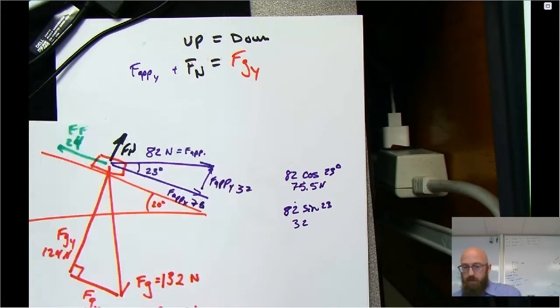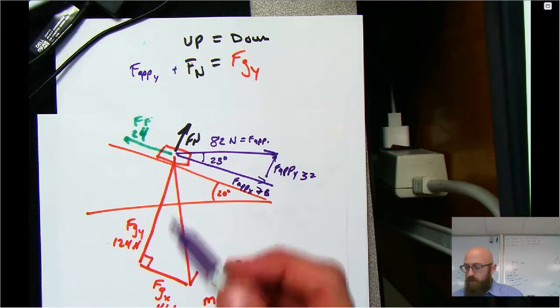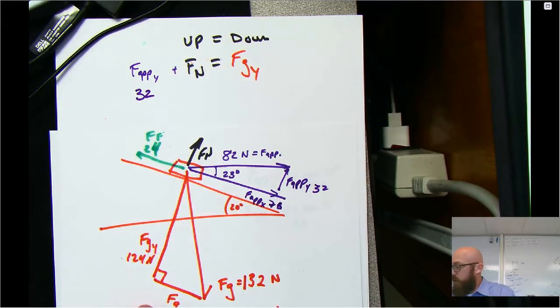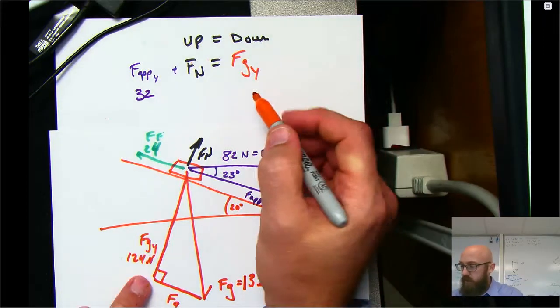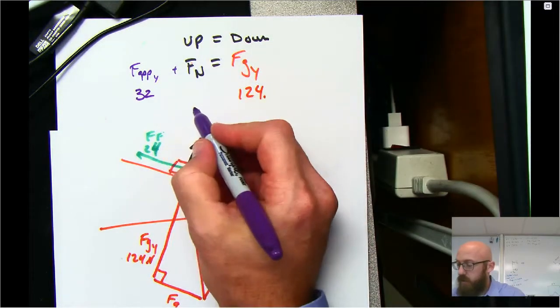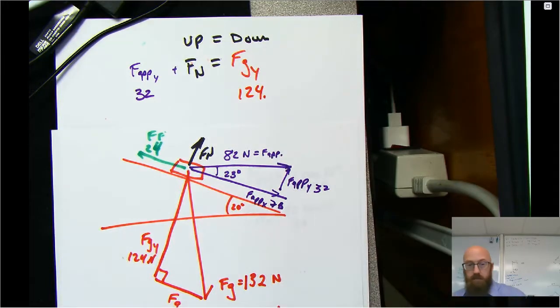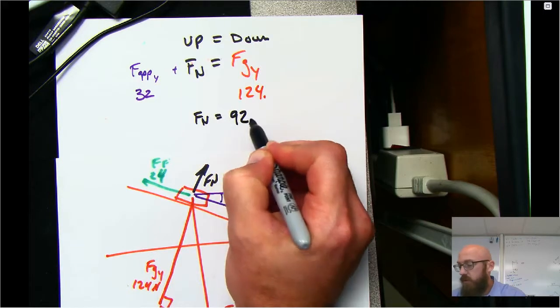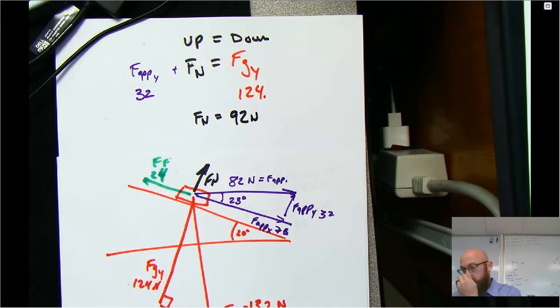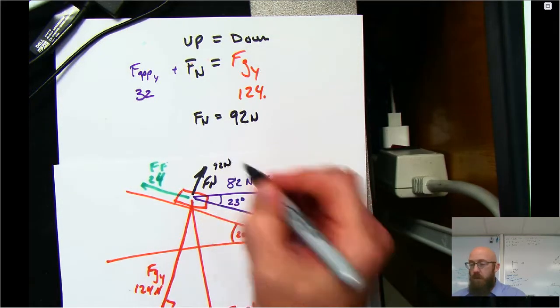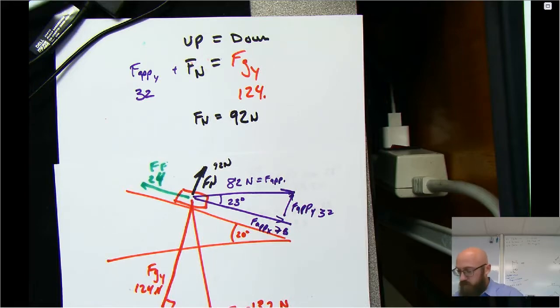So back to the original problem. Force applied in the y, we have 32. Force due to gravity in the y is 124. So 32 minus 124. If you said 92, you get a prize. F_n equals 92 newtons. So I guess we have to include 92 newtons in there. Whew, that's a lot of math.